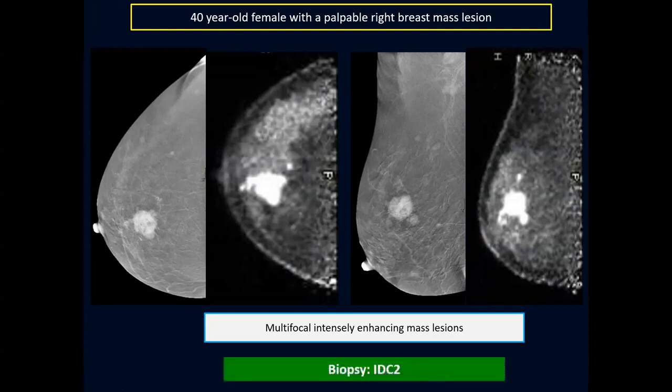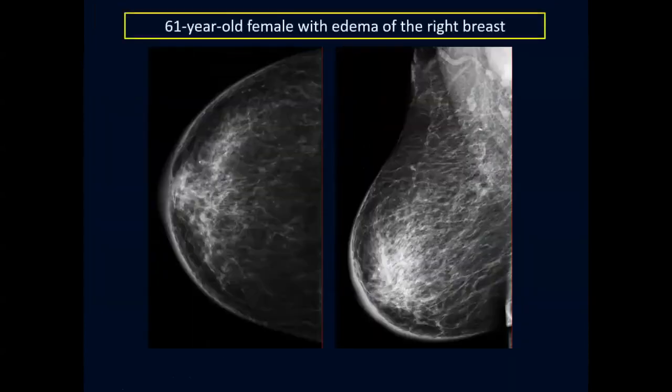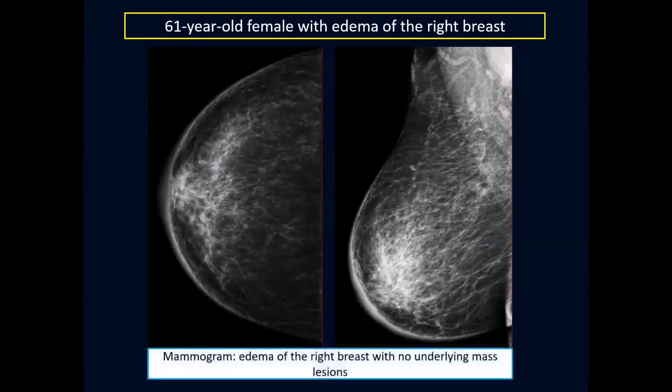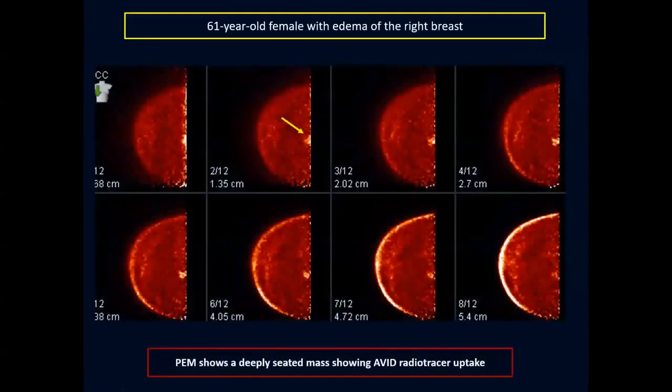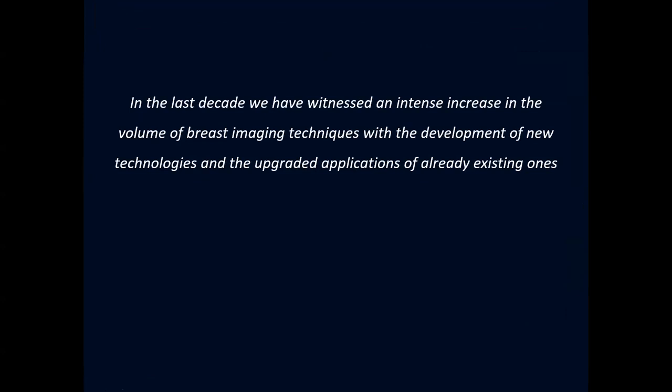This was another 61-year-old female with edema of the right breast. She performed an MRI somewhere outside Baheya Hospital, and she was told that she had edema pattern with pathological axillary lymph nodes, and no lesions were identified. Looking at the PEM, we can see a very deeply seated lesion which shows radiotracer uptake, and it was biopsied, and it revealed an invasive duct carcinoma. And by this, I end my lecture.